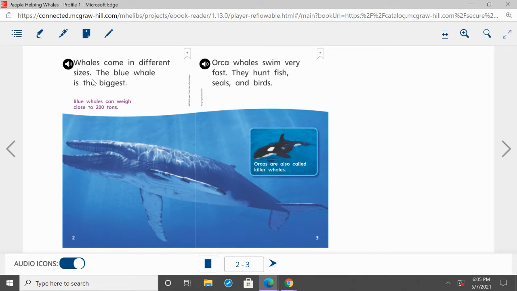Whales come in different sizes. The blue whale is the biggest. Orca whales swim very fast. They hunt fish, seals, and birds.